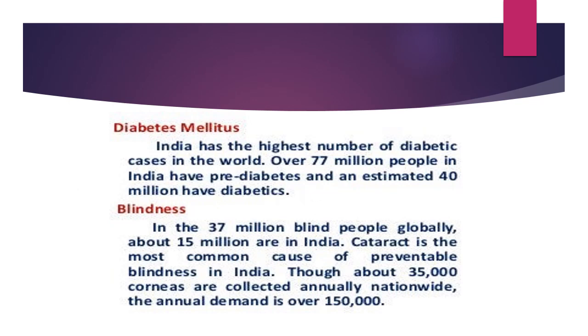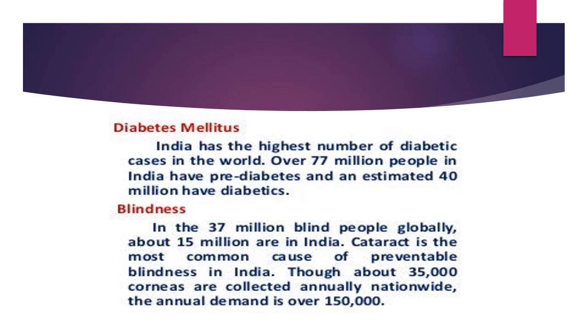Then comes diabetes mellitus. You have already studied diabetes mellitus in your second year. As I said in the introduction, diabetes cases in India are the highest compared to the rest of the world. Over 77 million people in India have pre-diabetes, and an estimated 40 million have diabetes. So 40 million people are suffering from diabetes in India.